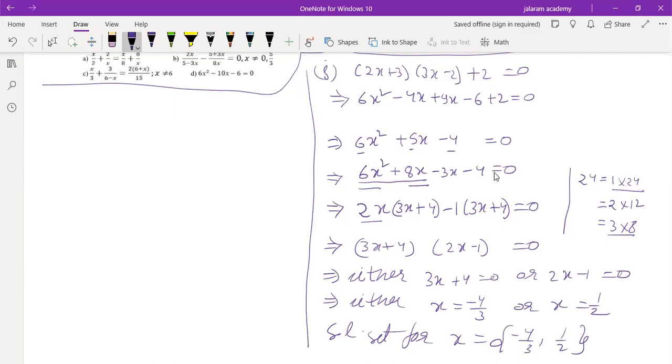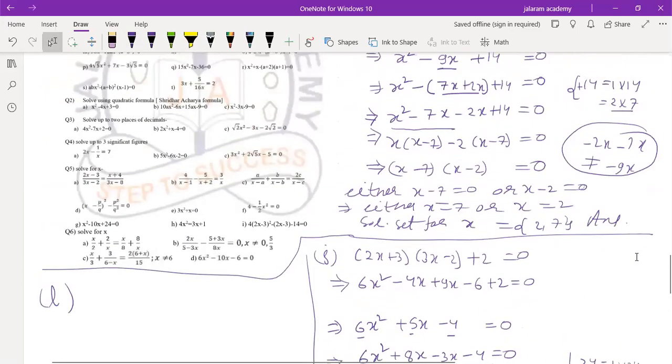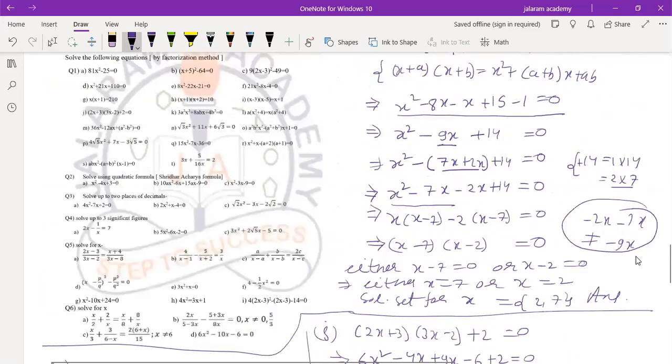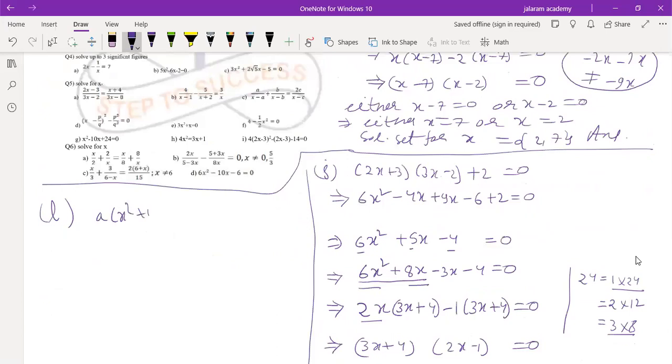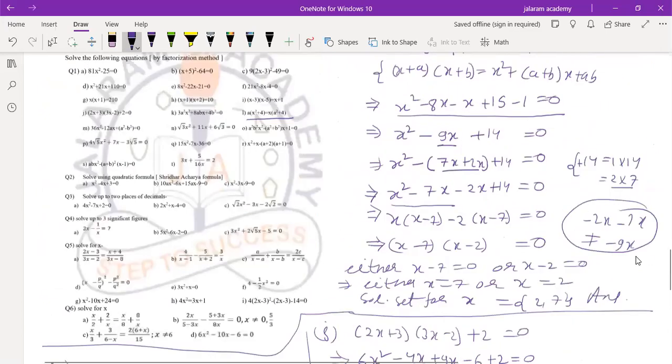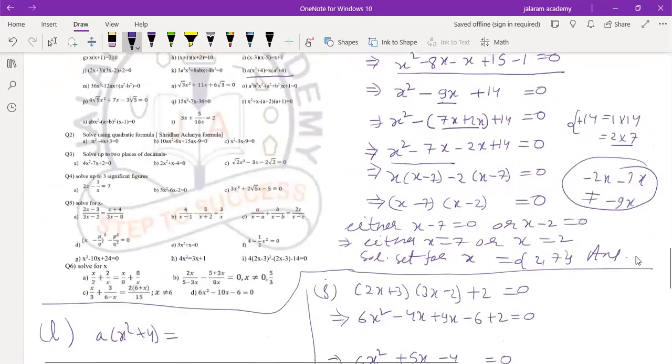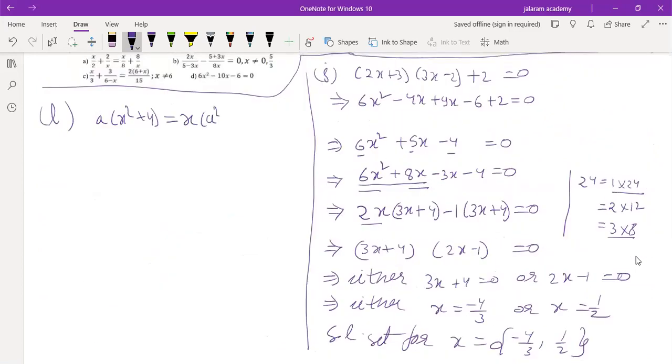Yes, sir. Clear. So after J, L. Question number 1L, this one. a into x square plus 4 equals to x into a square plus 4. So it implies, opening the bracket, ax square plus 4a equals to a square x plus 4a.